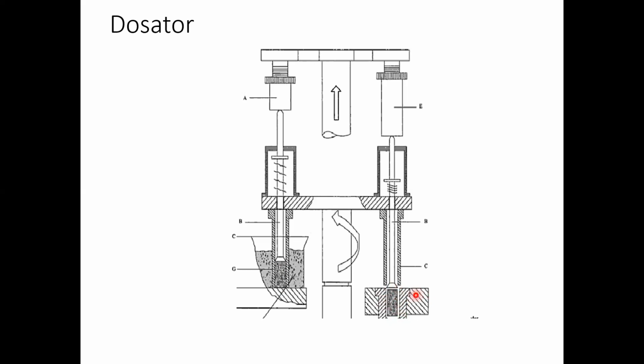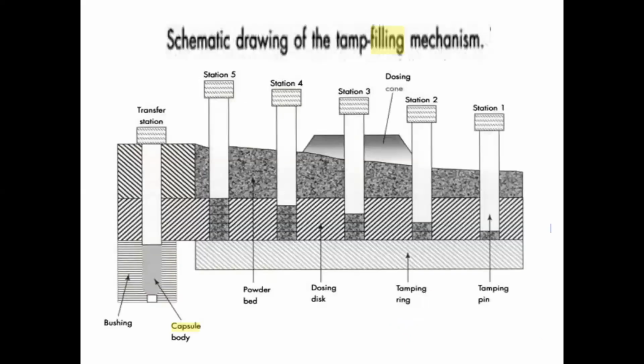Now after this, you can see this is called a bushing, where the capsule body is held. All these bushings are cleaned by a combination of vacuum and air. So this is about the dosator mechanism, which is a capsule independent method. Now coming to the dosing disc and tamping finger machine. This is the next type of capsule independent machine.